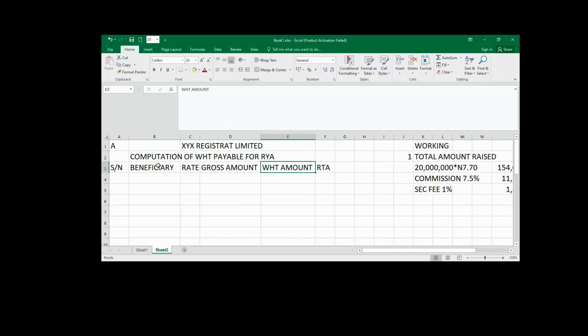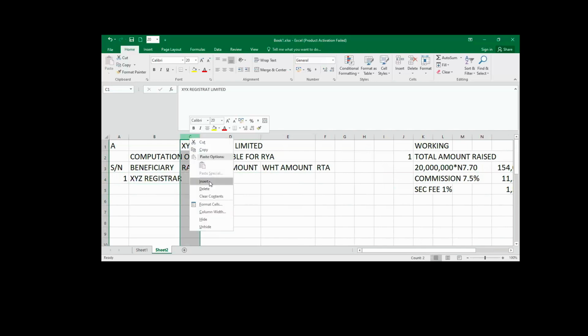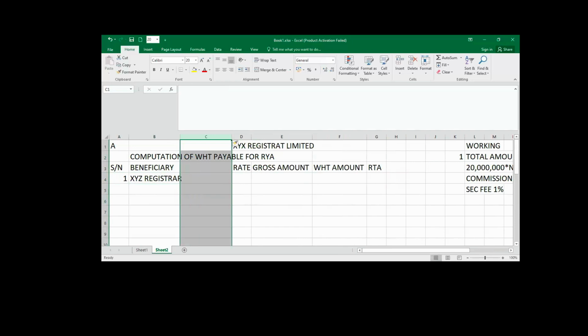So these are the information. The first person that is going to receive money from this particular transaction will be SYZ Registrar. What are they going to receive? They are going to receive commission. I need to put the nature of the transaction there also. Nature of the transaction is supposed to be there.